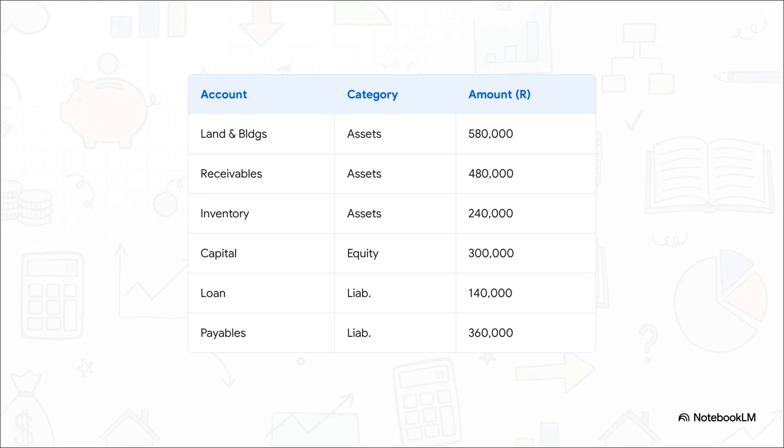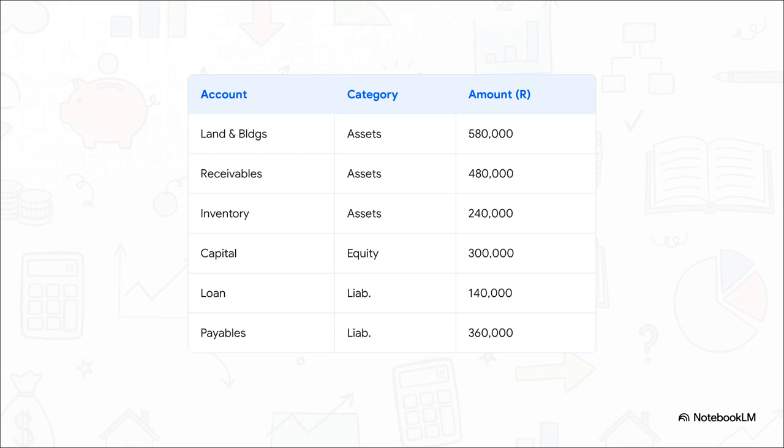Now, when you look at a real business, you don't just see a neat little math equation walking around, right? You see a messy, real-world list of line items. You've got 580,000 Rand tied up in land and buildings, 240,000 in inventory, long-term loans of 140,000. It's a lot, but here's the magic. Every single one of these messy items perfectly categorizes into our foundational buckets.